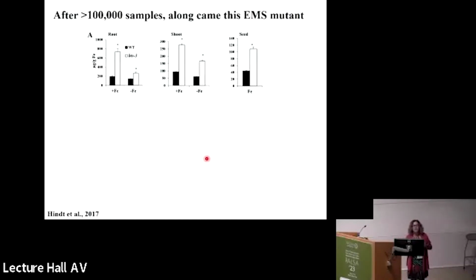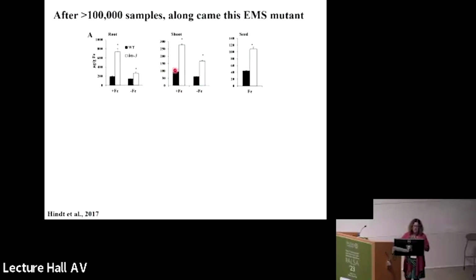Okay, originally we weren't looking at where the iron was, we were simply measuring it by ICP-MS. And we were screening lots and lots of materials to look for ones that might accumulate iron. And after 100,000 samples, which is a lot of samples, we found an EMS mutant of Arabidopsis that accumulated ridiculously high levels of iron. So we were screening shoot material.